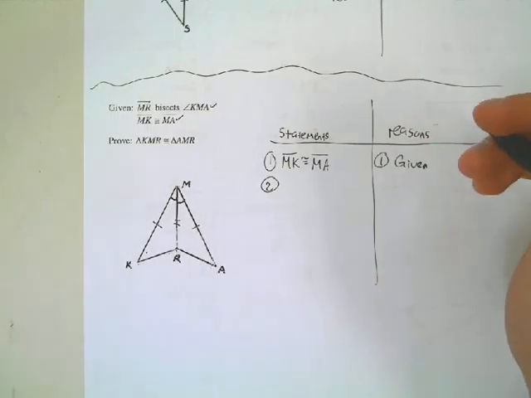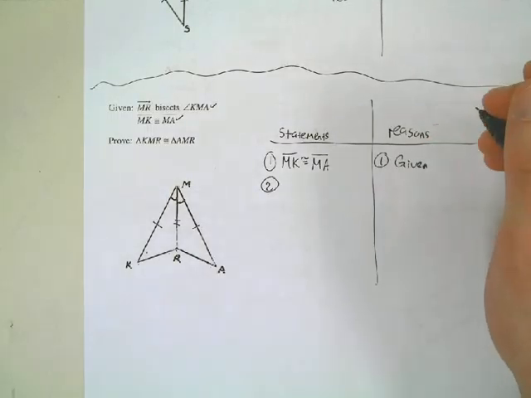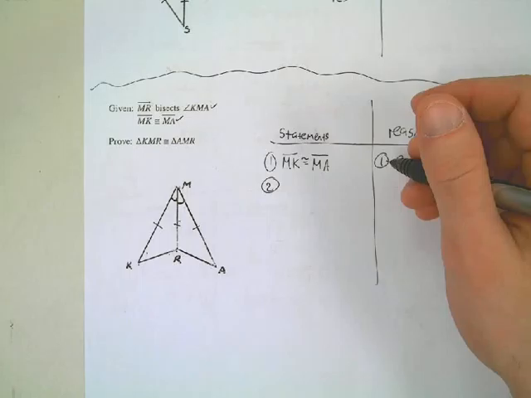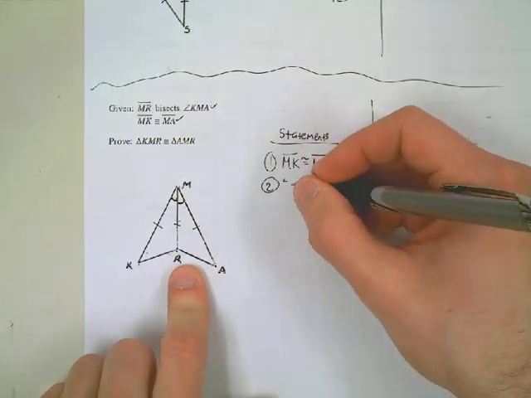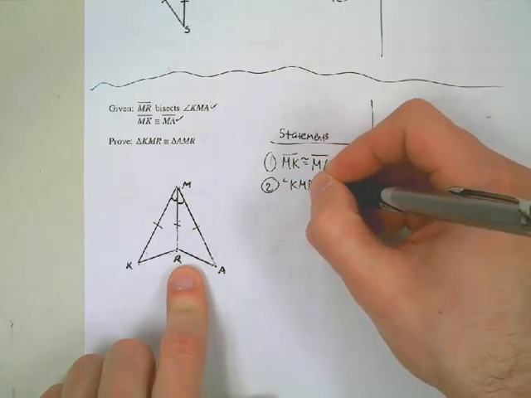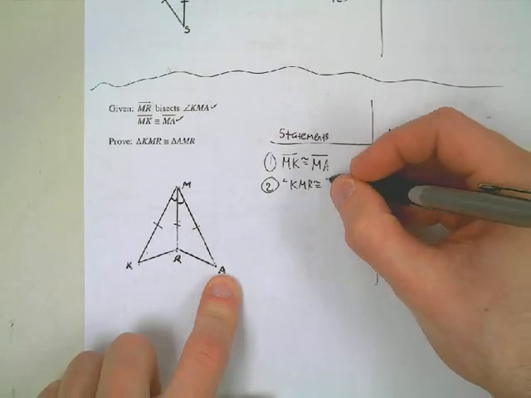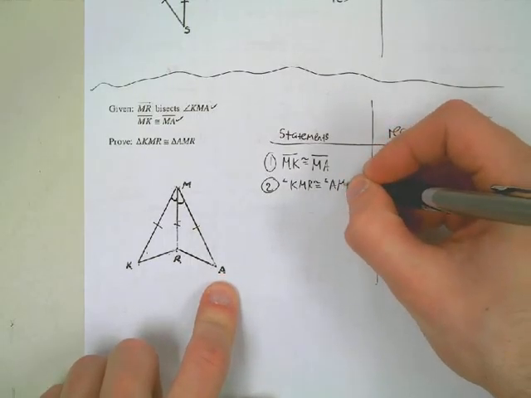Okay. Step 2. We just said then that angle KMR, Jason and Corey both kind of answered this one, is going to be congruent to angle AMR. Okay? And Corey, what was the reason we knew that one was true?